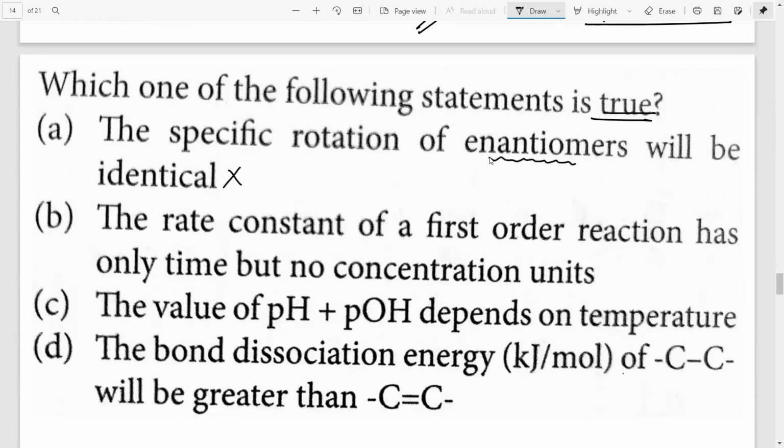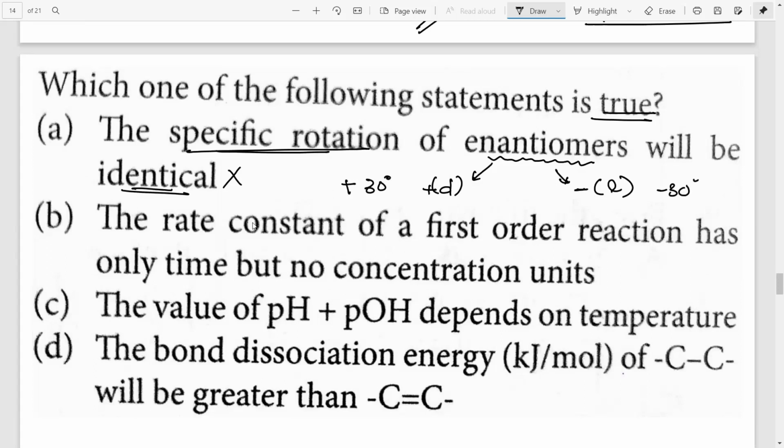What are enantiomers? Basically, they are non-superimposable mirror images that have optical activity. So one of the isomers rotates light to the right, called dextrorotatory or plus, and the other one rotates it to the left, that is levorotatory or minus. Now, the value of specific rotation is the same, but the sign is different. So if this is 30 degrees, this is plus 30. This one is minus 30 degrees. So the specific rotation is not identical. Numerically, they are identical, but the signs are different.